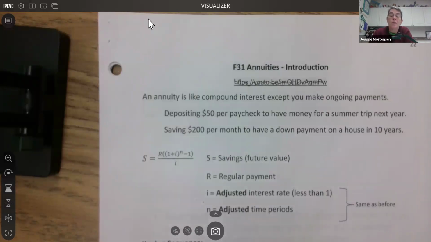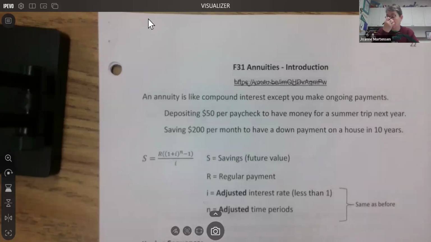Depositing $50 per paycheck to save money for a summer trip, or saving $200 per month to have a down payment on a house. I'm personally saving a little bit of money every month because hopefully in the next little while my son's going to get married, and I know it's not going to be cheap, so I'm going to try and help him out.